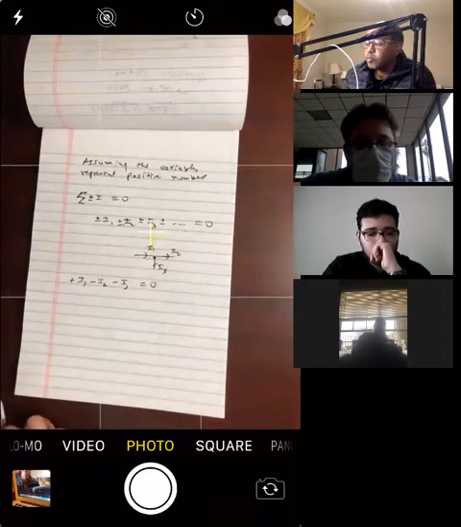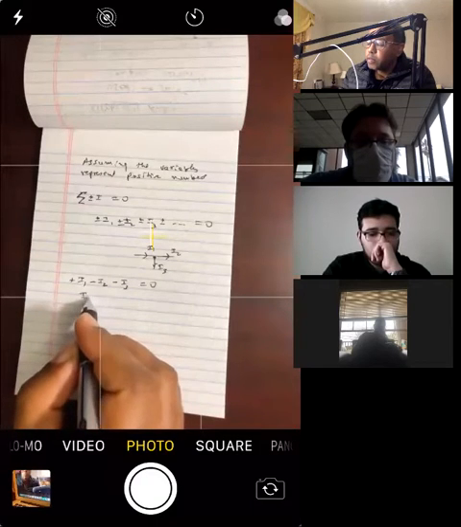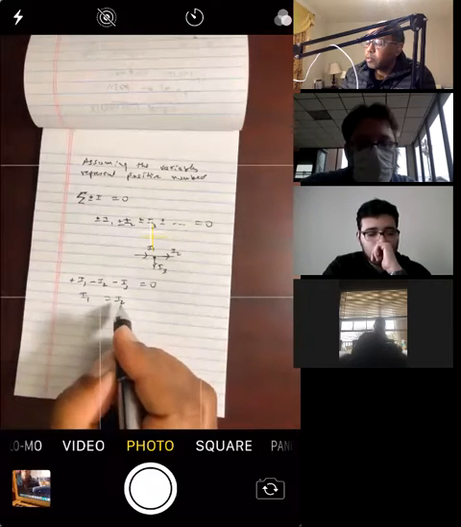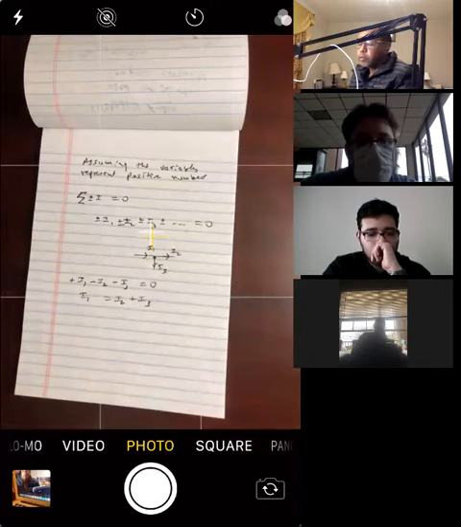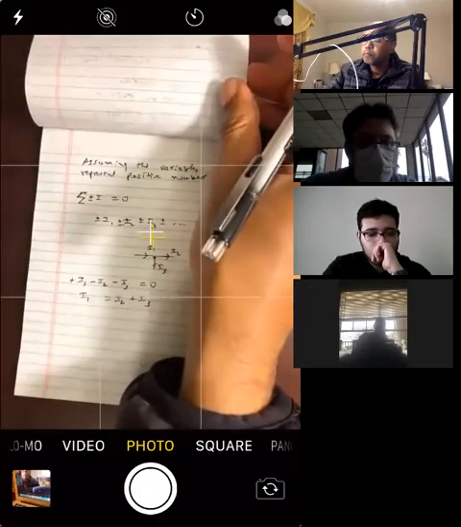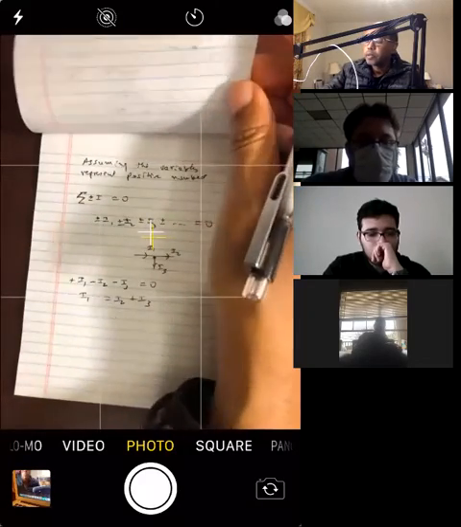So it's basically what this is: what comes in equals what comes out. That's all we're saying. It's a very trivial law. What comes in equals what comes out. So this is the junction rule.